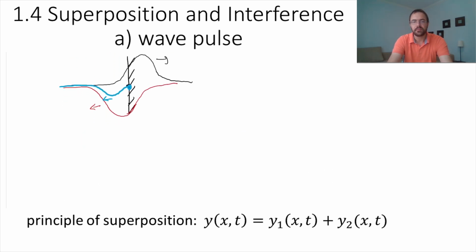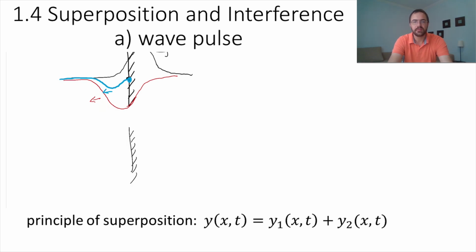At a later time, the black pulse has completely disappeared behind the wall, and the imaginary red pulse is now in the real world, right? And so you can use this trick to construct a reflection of a wave pulse on a fixed end.